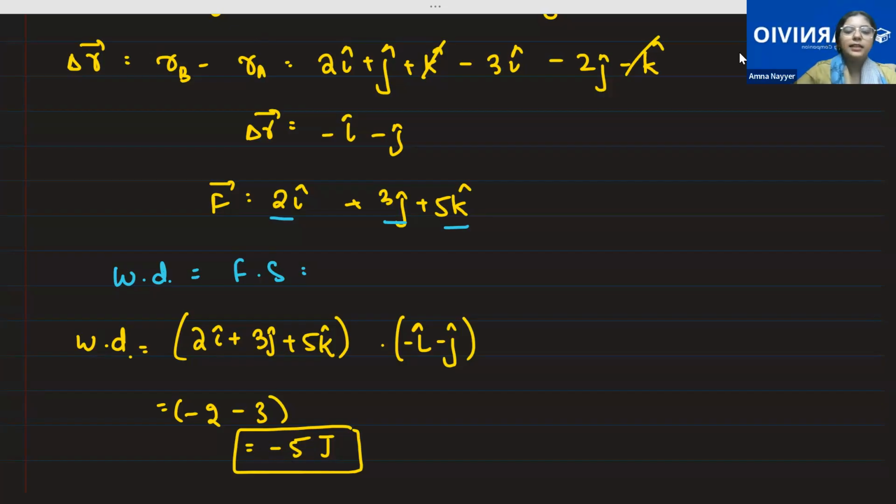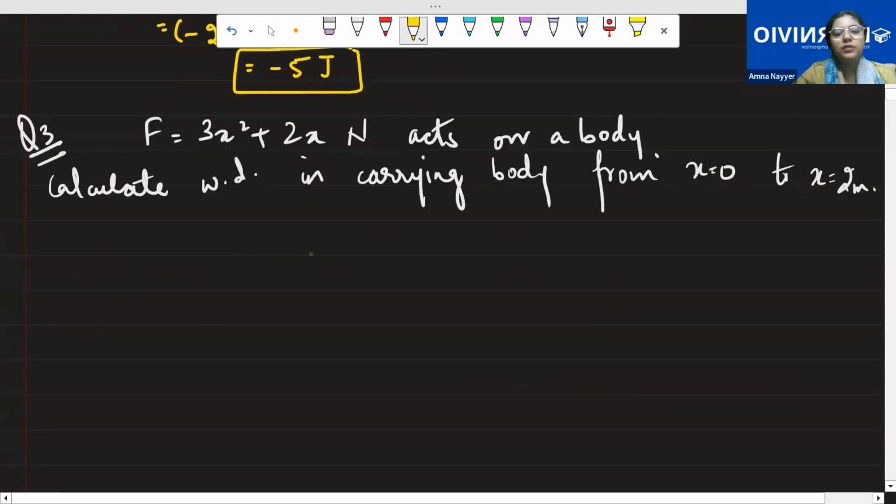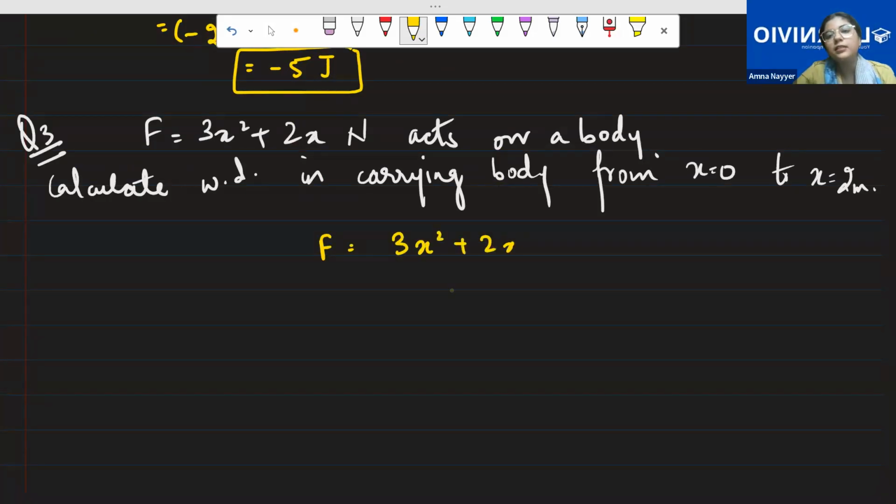Okay. See, coming to the variable force. Variable force means, look at this force: it is given as 3x square plus 2x. So you can clearly see that this force depends upon the values of x. As the value of x changes, the force changes. Similarly, time could have been there, or position, anything could be there. So this is the displacement that is given. The force is variable, and the force depends upon the position.